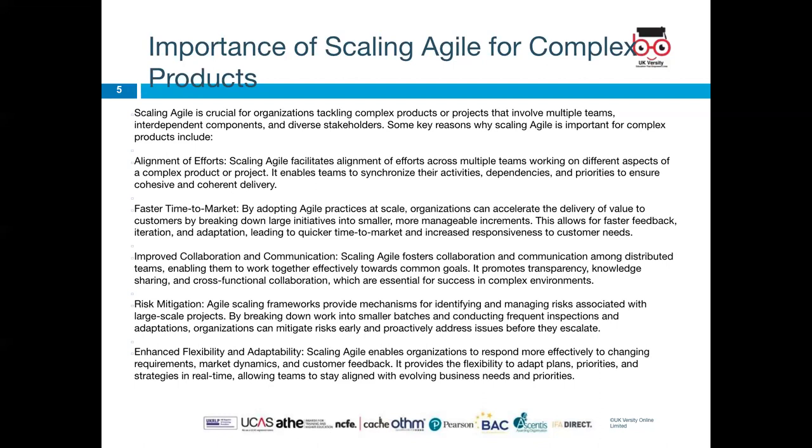Risk mitigation. Agile scaling frameworks provide mechanisms for identifying and managing risk associated with large-scale projects. By breaking down work into smaller batches and conducting frequent inspections and adaptation, organizations can mitigate risk clearly and proactively address issues before they escalate.